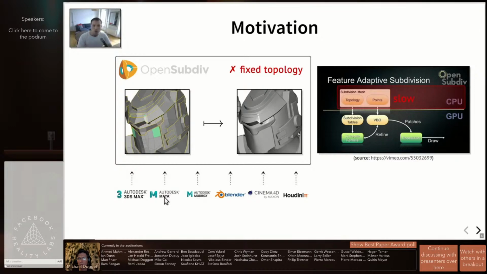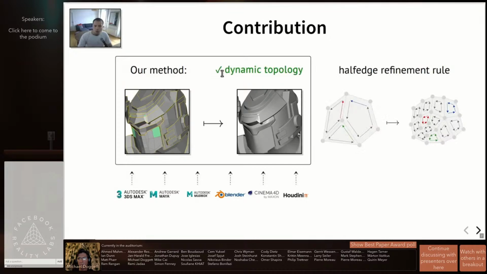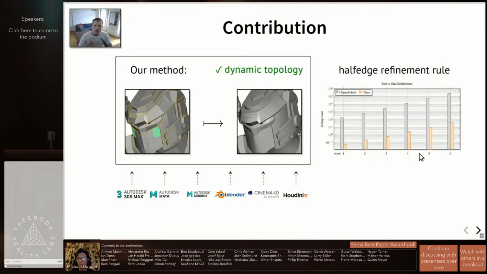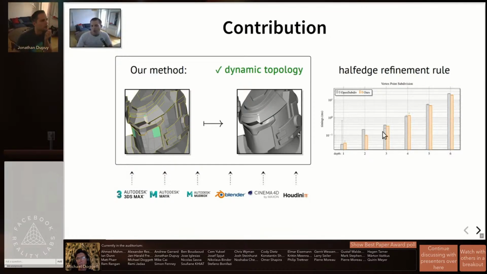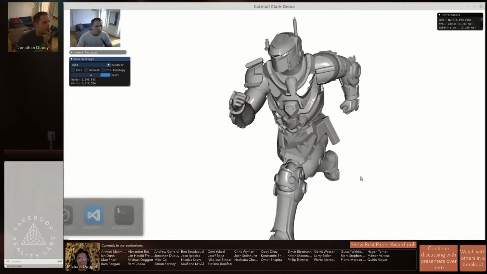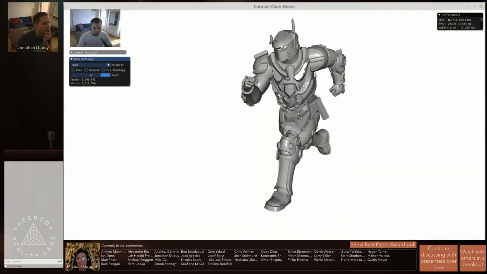So in this paper, we introduce an alternative algorithm that supports dynamic topology. The way we do this is by introducing a so-called Halfedge-based refinement rule that allows us to compute the subdivision efficiently. In terms of performance, we are able to achieve 4 orders of magnitude speedups with respect to OpenSubdiv on dynamic topology, and for the case of static topology, which is what OpenSubdiv is built and optimized for, we run pretty much at the same speed. Going back to my interactive demo here, I'm just going to show you some results.